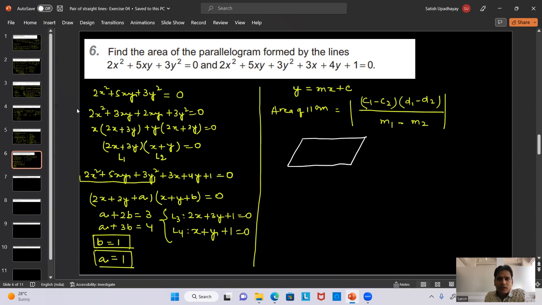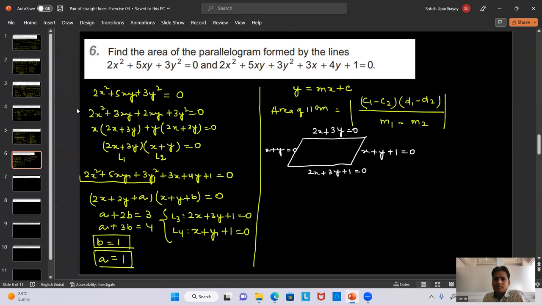So yes, this equation is 2x plus 3y equal to 0, and the line parallel to it will be 2x plus 3y plus 1 equal to 0. And this equation is x plus y equal to 0, and the line parallel to it is x plus y plus 1 equal to 0. Okay, so basically, if you see, what will be the value of C1 here?